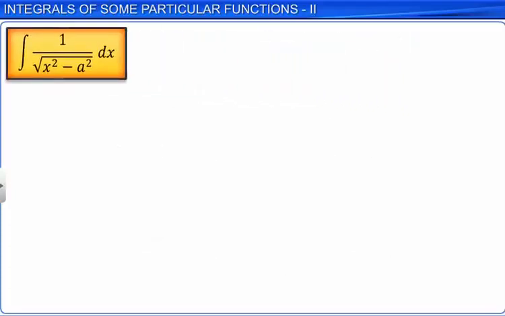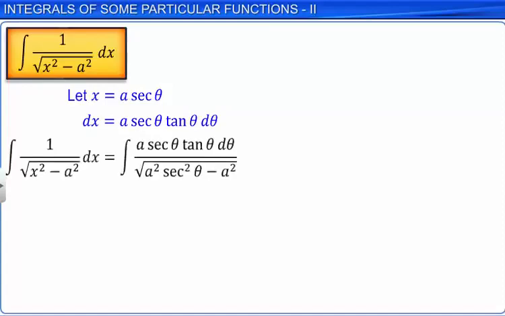We evaluate this integral by using the method of substitution. Let us substitute x is equal to a secant theta. This implies that dx is equal to a secant theta tan theta d theta. Now, substituting the values of x and dx in the integral, we get the integral as shown.